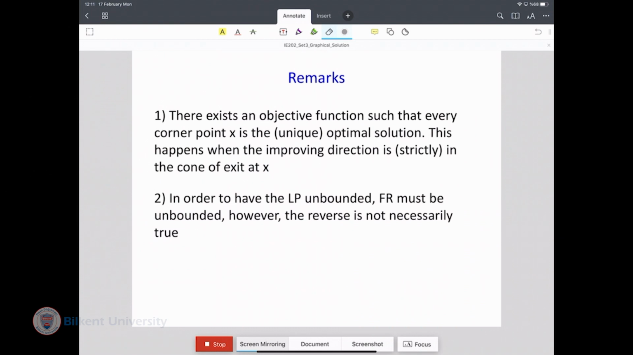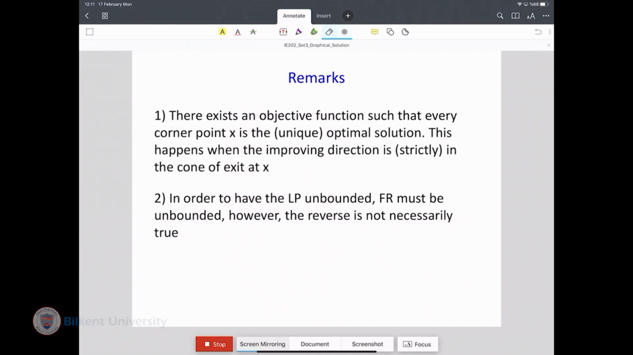We have already discussed the second one. The first one we did, okay, for every corner point, you can devise an objective function in which you're actually defining it with the cone of exit of that point, okay? And the second remark says, in order to have the LP unbounded, the feasible region must be unbounded. That's what we just discussed. If the region is bounded, you cannot find an objective function so that your objective is improving all the time. Because your region is bounded, you're leaving the region. So, first of all, the necessary condition to have an unbounded solution is to have an unbounded region.